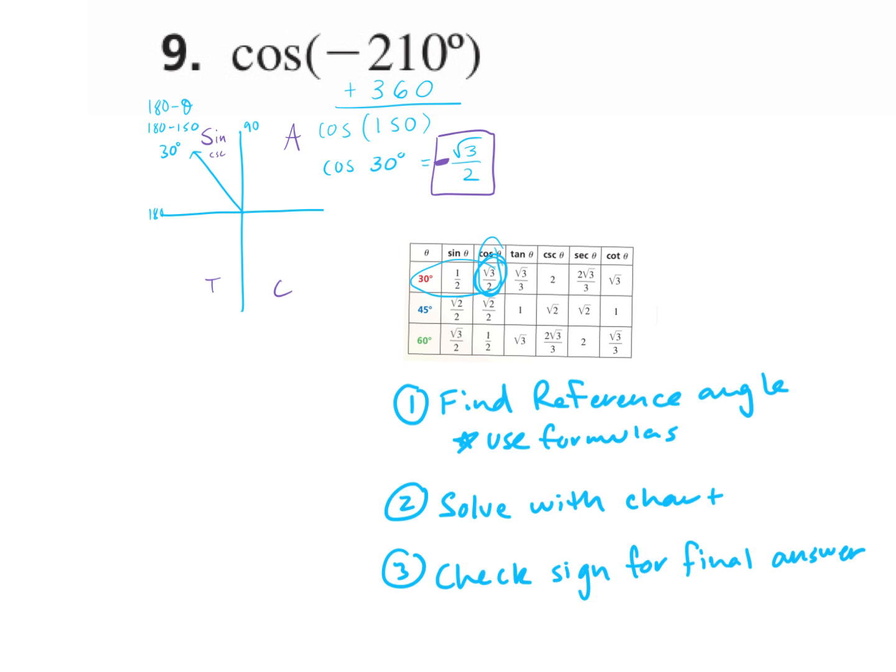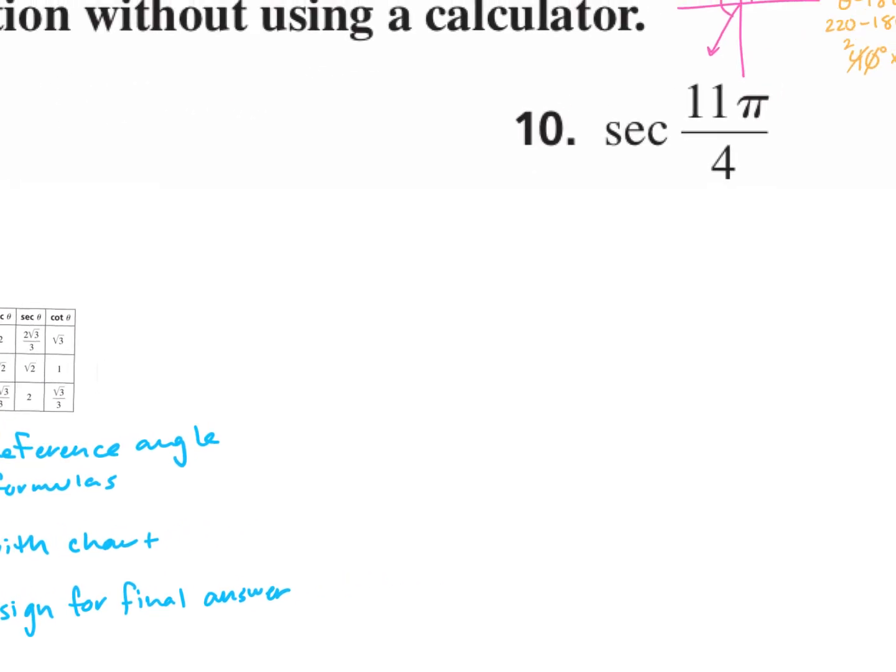You got to find the reference angle. Sometimes finding the reference angle is easier than other times. Sometimes we have to convert it to degrees. You don't have to end up converting it back because all of the values on our chart are in degrees. You just end up evaluating, so you'll end up with a number, but then after you find it on the chart, you have to check the sign for your final answer.